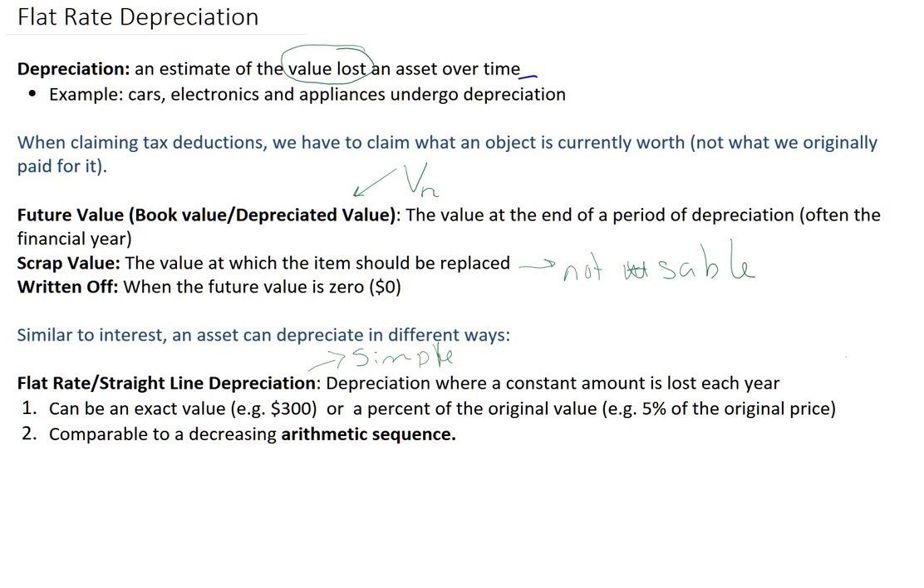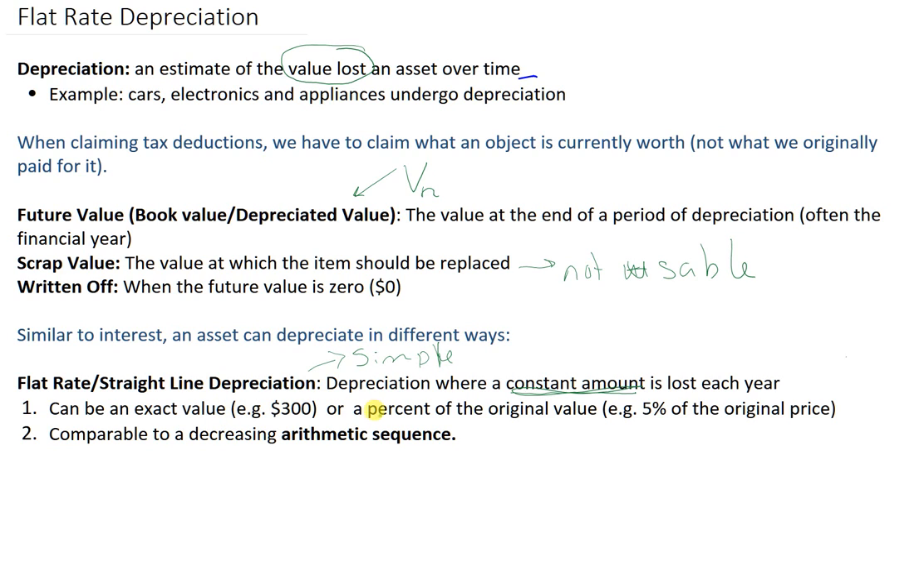Okay. So what flat rate depreciation is? Well, it's depreciation where a constant amount, so not a constant percent, a constant amount is lost each year. So we can tell you that in kind of two ways. One is just straight up telling you what the value is that you're losing each year. So I might say, I bought something and it loses $300 per year. So I might just be forthright with it, tell you the amount it's losing each year.